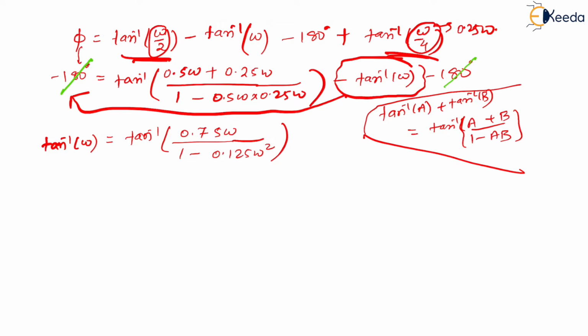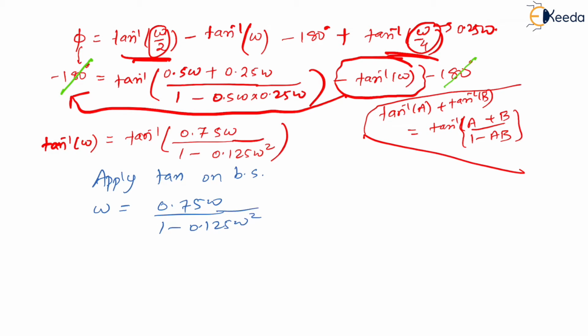Yes. Now applying tan on both sides, what do I get then? If I apply tan on both sides, because tan and tan inverse will get cancelled, I'll get omega, which is equal to 0.75 omega upon 1 minus 0.125 omega squared, right? If I place this in my calculator, I get omega to be equal to 0 and root 2, right?